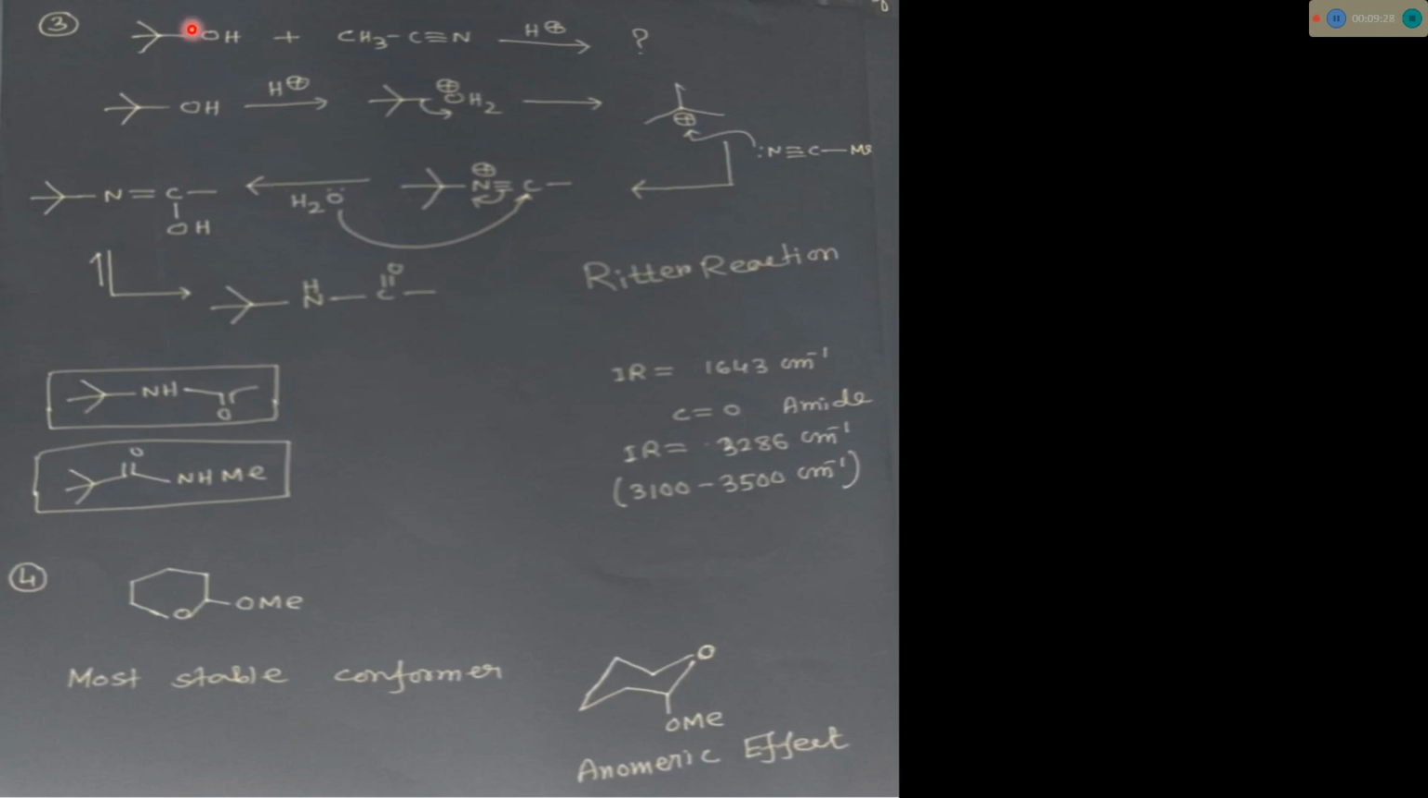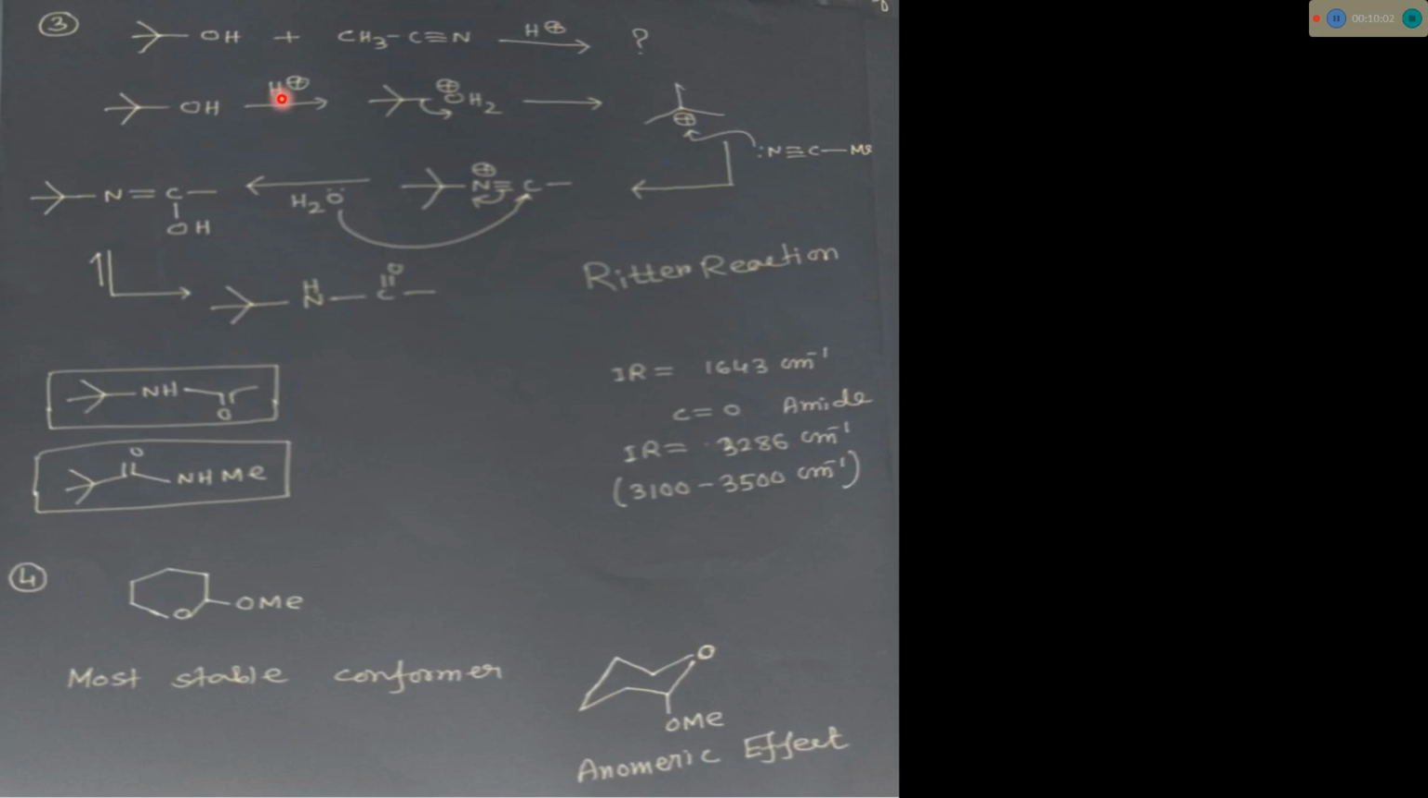This is also from organic chemistry. A tertiary alcohol reacts with acetonitrile in the presence of acid. What is the product? This is a name reaction, the Ritter reaction. This reaction is particularly for the synthesis of trialkyl amine, meaning tertiary amine.